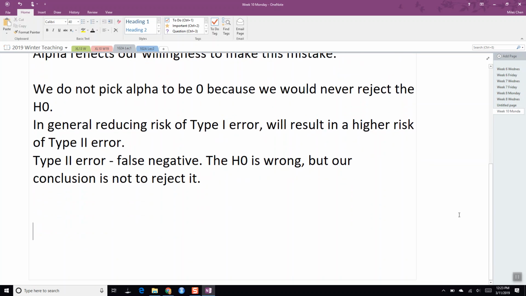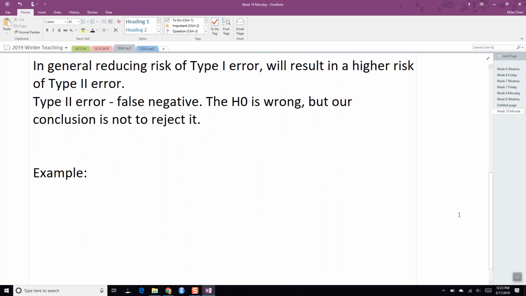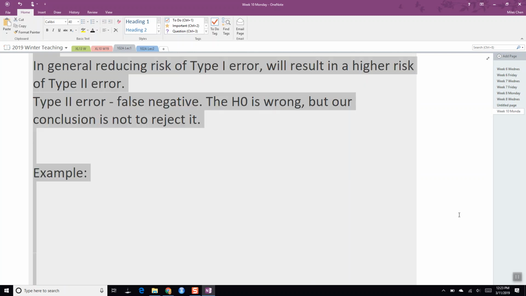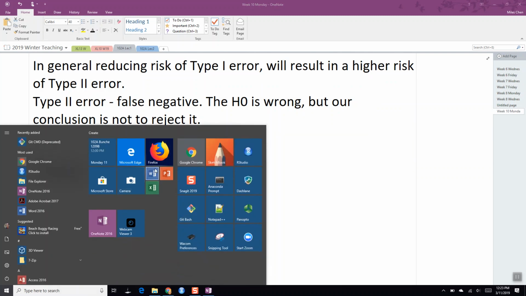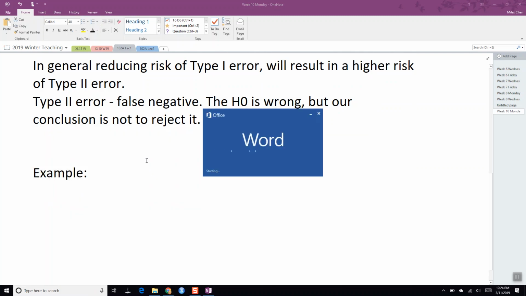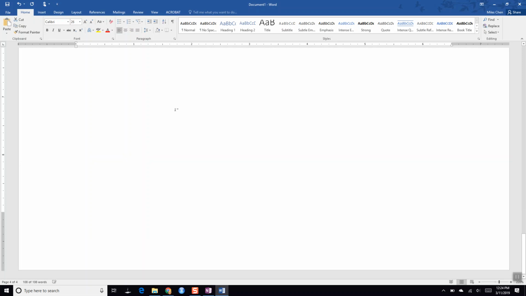Okay, so here's just an example. All right, so imagine we're in, I feel like I'd rather type this in Word than in OneNote. Oh my goodness, this is huge.